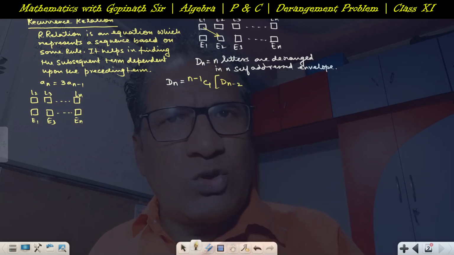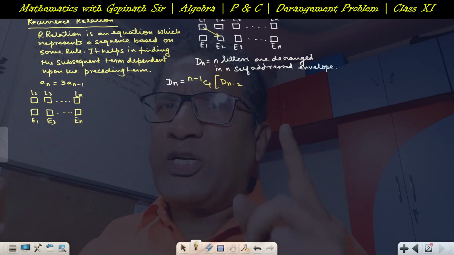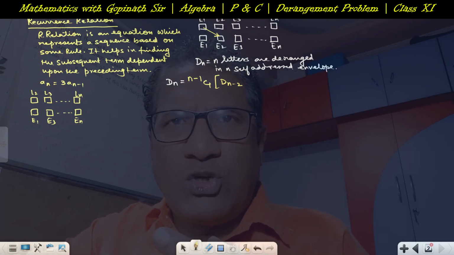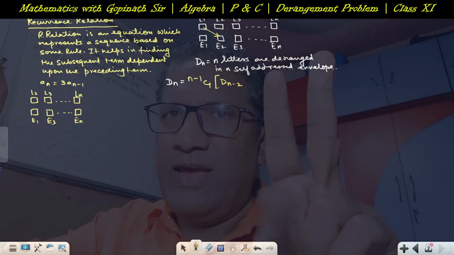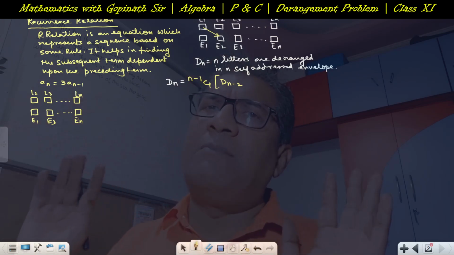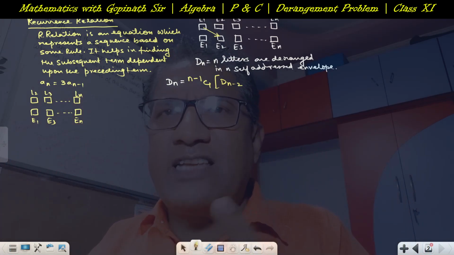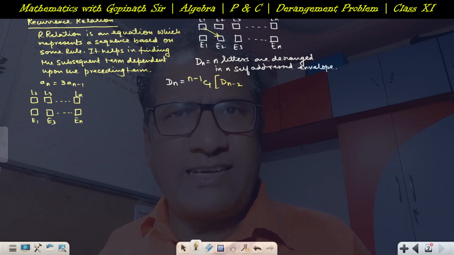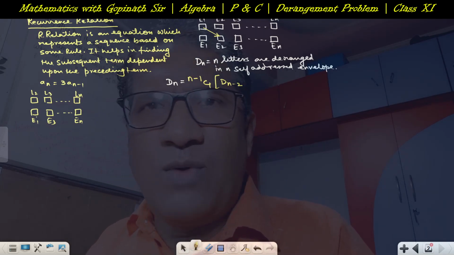L1 and L2 are the two letters that we have chosen. Now, there are two options. Suppose L1 is placed in E2, then your letter L2 has two options. Either it can come in the envelope E1 or it will not come in the envelope E1. That's it. And if you add these two cases, you are going to have the total derangement. Is it clear?